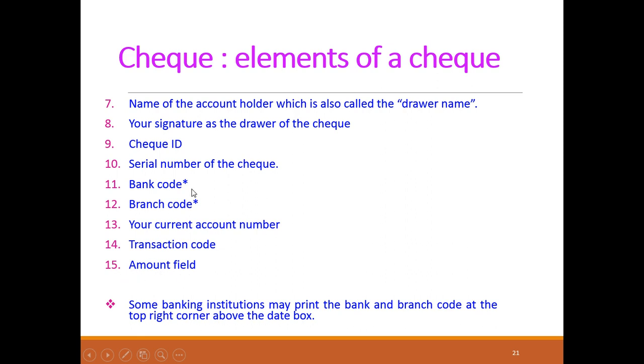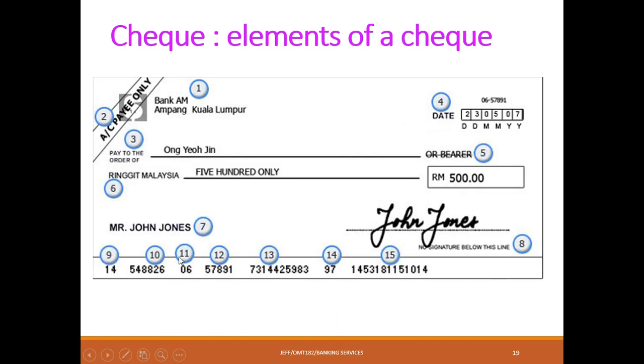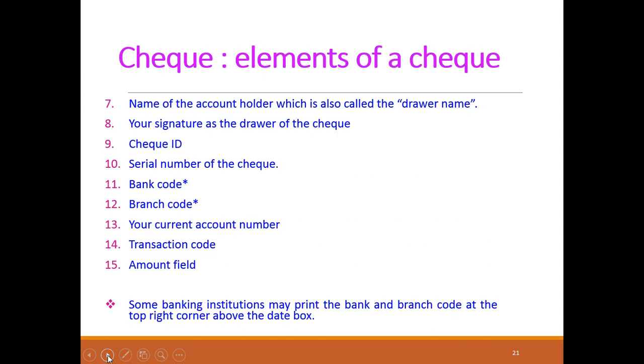Okay, so ni yang ditanda ni, dia kata some banking institutions may print the bank and branch code at the top right corner of or above the date box. Okay, so depends lah. Ada contoh yang korang dapat ni, dia tulis kat bawah ni untuk number 11 and 12 ni. Tapi kalau let's say certain banking institution tu dia punya cheque adalah above the date box. Okay, date box kat atas kan, so mungkin kat bawah tu. So depends.